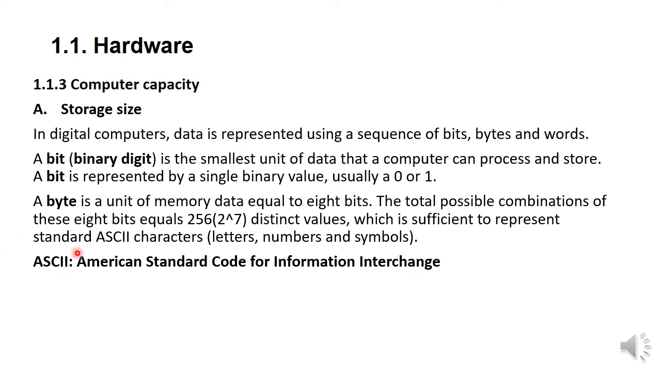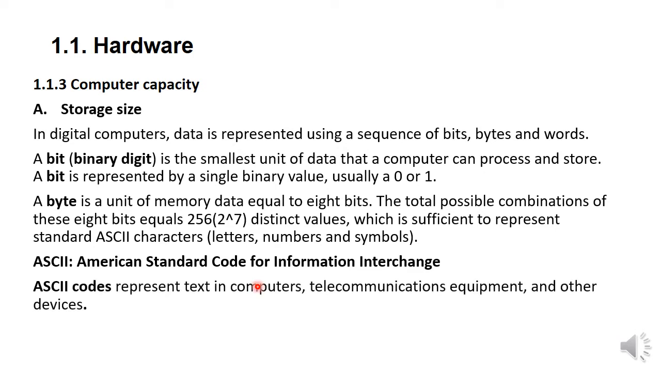So the computers use ASCII characters so that they should have the common understanding and communicate. ASCII means American Standard Code for Information Interchange. ASCII codes represent text in computers, telecommunication equipment, and other devices. All digital devices must communicate with one another, which means that there are some codes so that they should understand each other. Those codes are called ASCII codes.